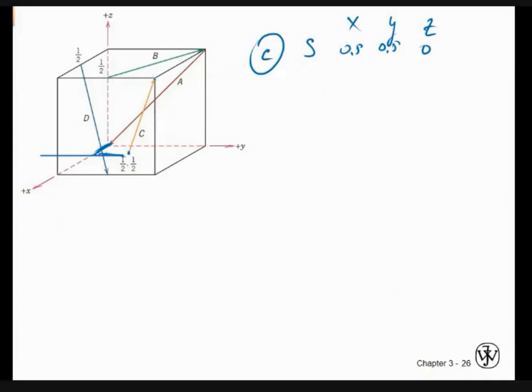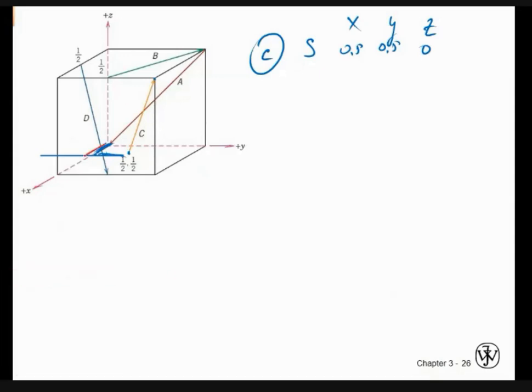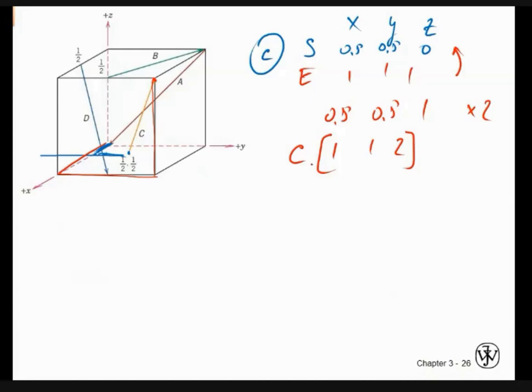For this N over here, in order to go there, if I go full length in positive X, full length in positive Y, full length in positive Z, I am there. For N, 1, 1, 1. So 1 minus 0.5, 1 minus 0.5, 1 minus 0, which gives 0.5, 0.5, 1. Multiplied by 2, 1, 1, 2, and enclose it in a bracket. That's Miller indices for vector C.